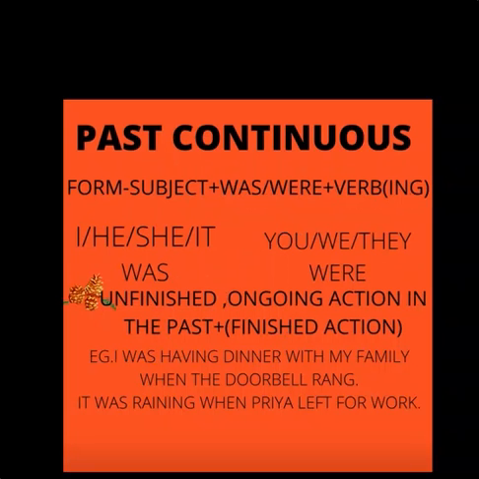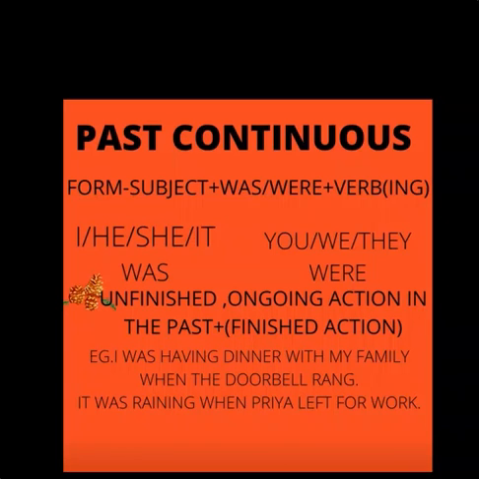Our next tense is past continuous. The form is subject plus was or were plus verb should be used in ing form. In past continuous, we say I, he, she, it, was; you, we, they, were. We use past continuous to talk about unfinished ongoing action in the past plus finished action. So there are two actions.